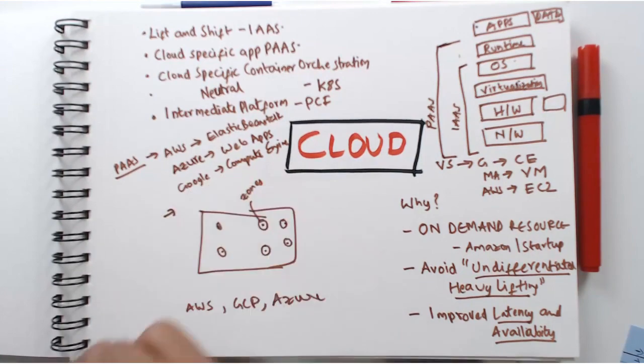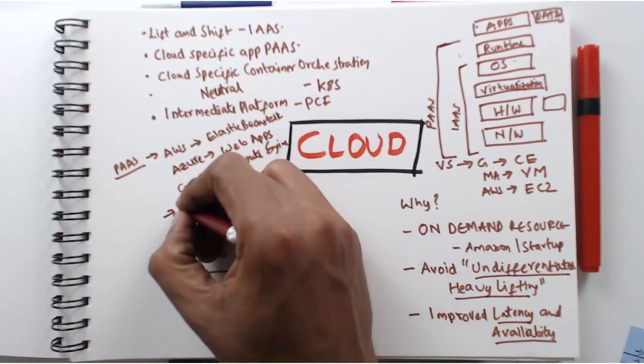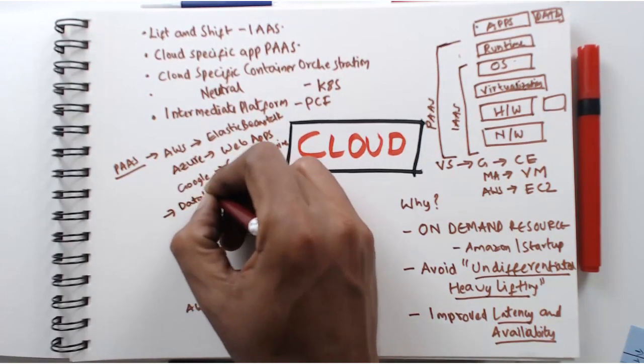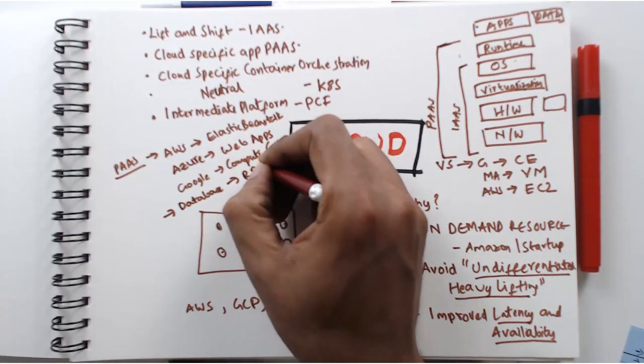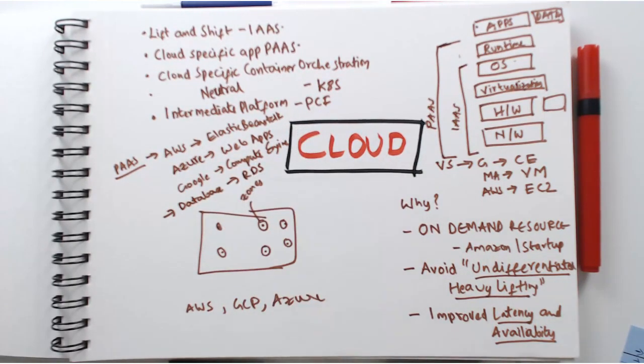Now that's one way of deploying applications. The other way you can make use of PaaS, platform as a service, is by using databases. So you can use the database services which are provided by the cloud. In AWS, you have Relational Database Service. You have a MySQL and an MS SQL database service. Similar services exist in Google as well.